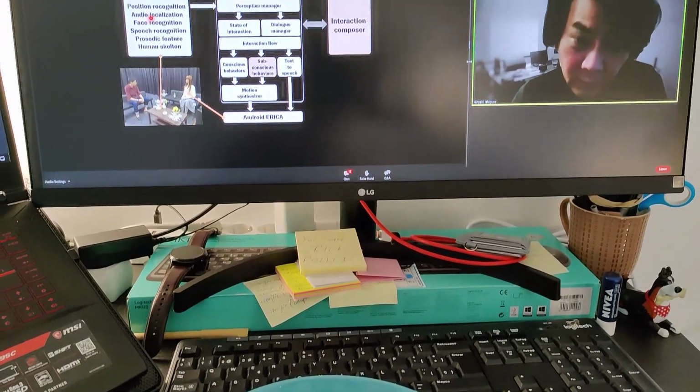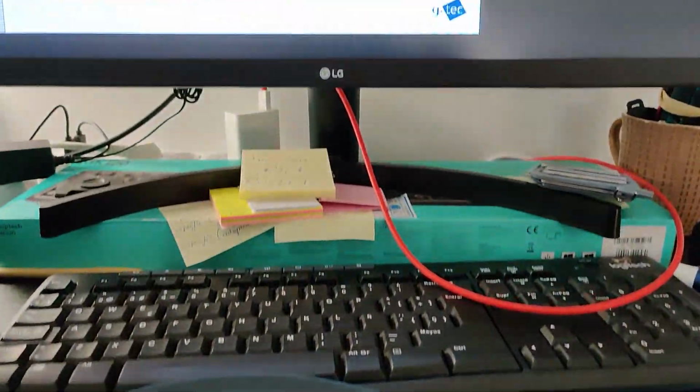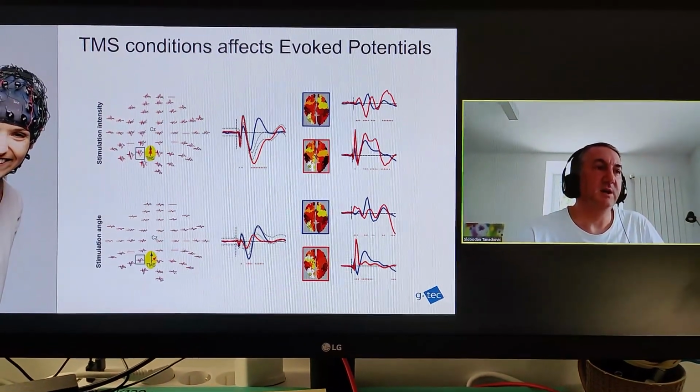You know, that we are using so many sensors for the position recognition. Don't have the right angle of the coil before.